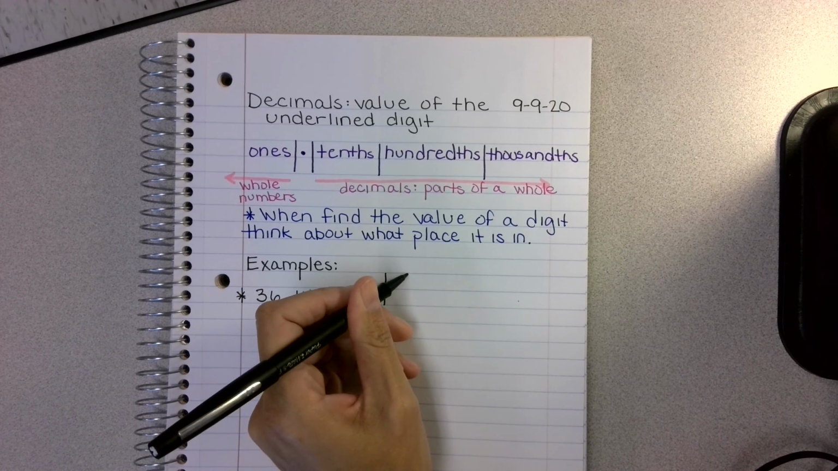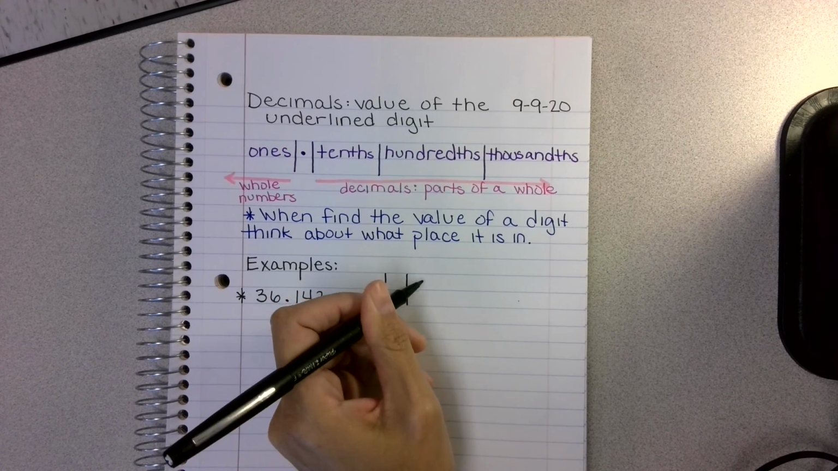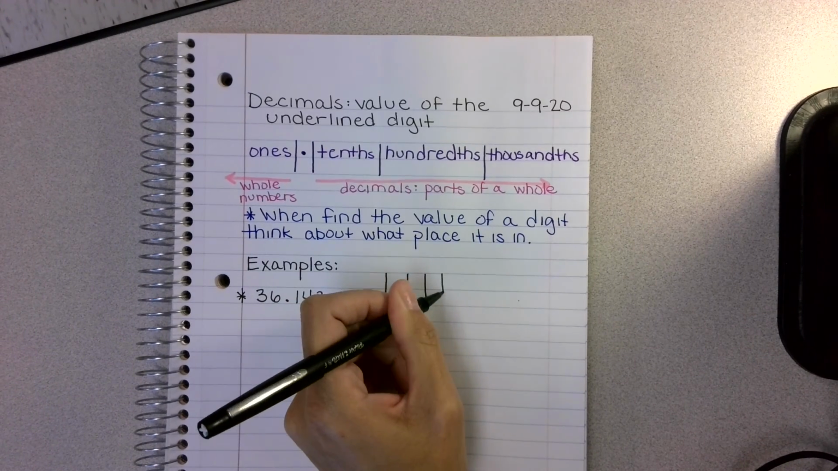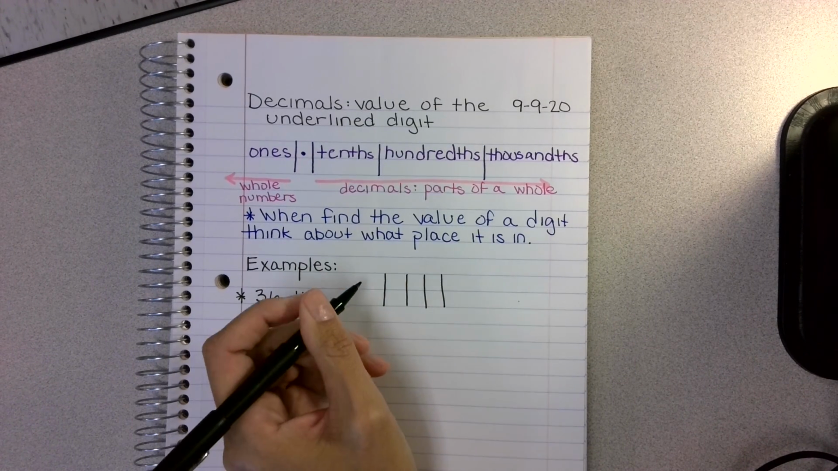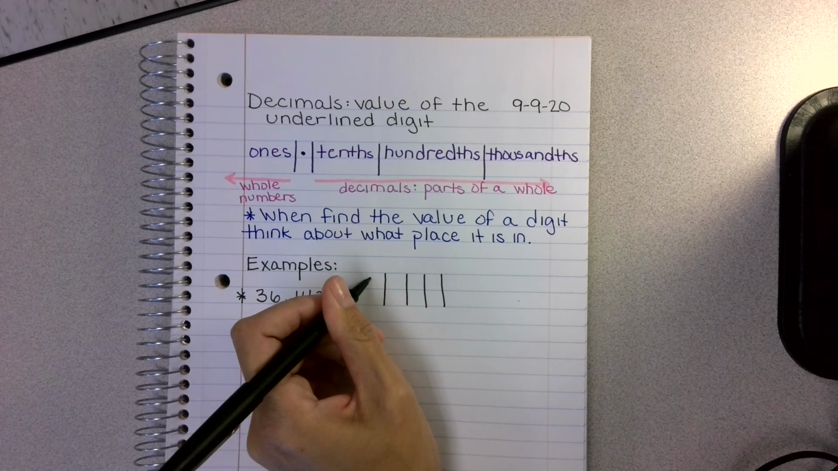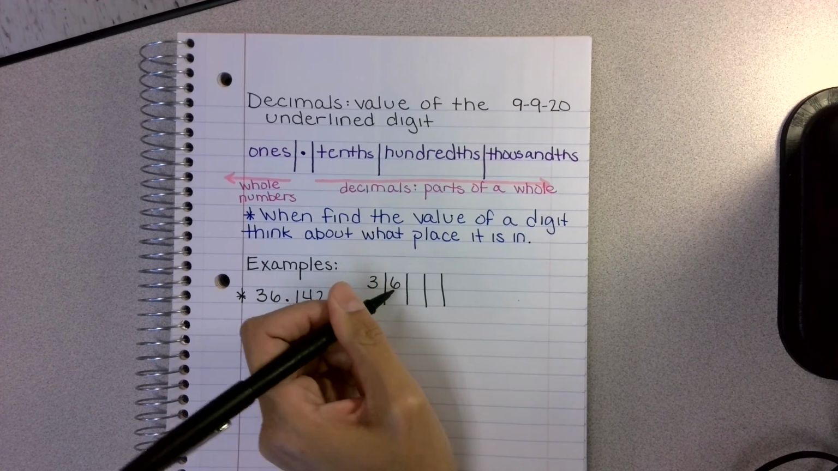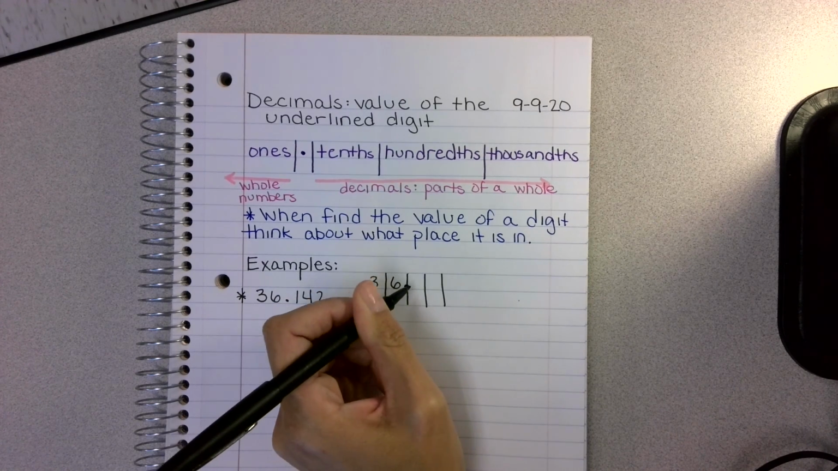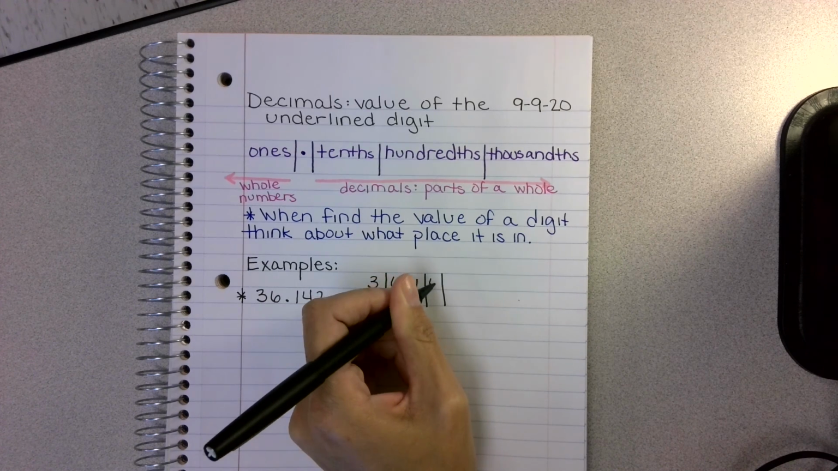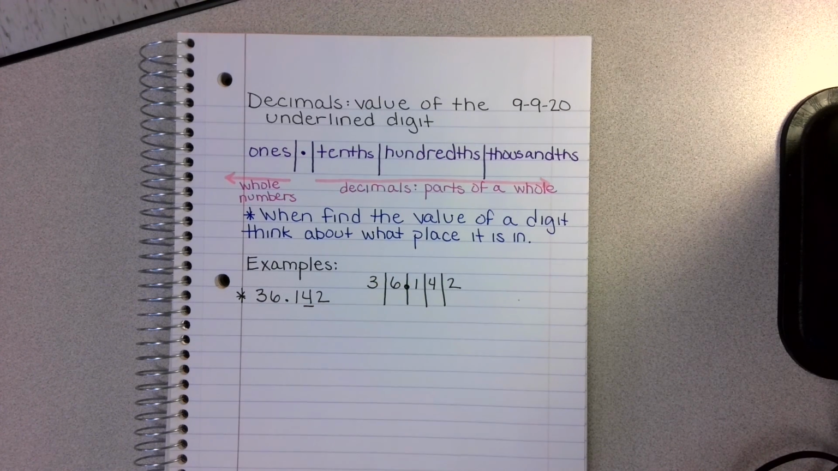All right, so here's your first example. You're going to do 36 and 142 thousandths. And your 4 is going to be your underlying digit. So this is how you're going to show your work. And this is also how you're going to show that you know your place value. So we're going to make a place value chart, just a mini one. So you have 3, 6, and 142 thousandths. Okay, so you made just a mini place value chart right there.